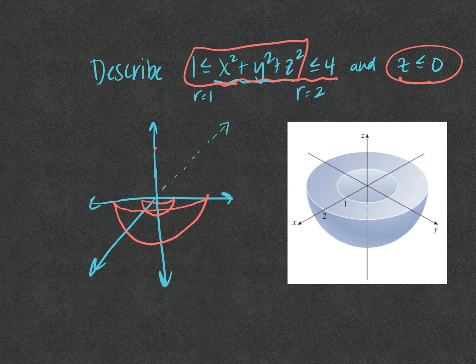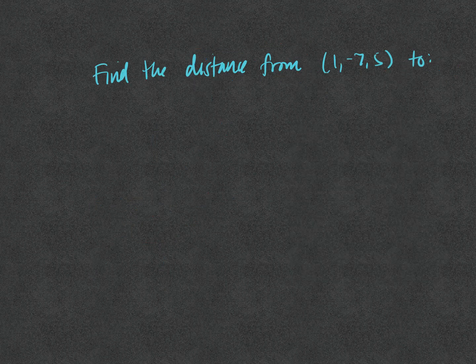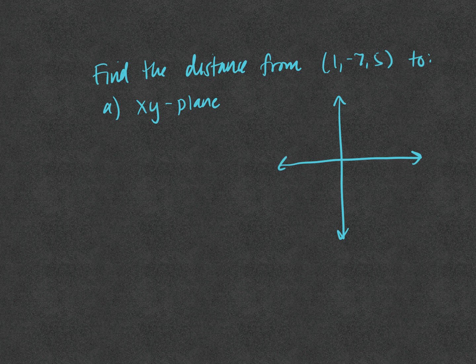All right, I think there's only one more we want to talk about before you go do your assignment. It's similar to your homework. So the directions on this one say find the distance from this point, 1, -7, 5, to each of the following. I'm not going to do all of them because they make sense. But letter A is the XY plane. So the distance from the point to the XY plane, we're going to look at it, and then we're going to talk about the distance formula, but we're not going to do that for all of them, just for this one.